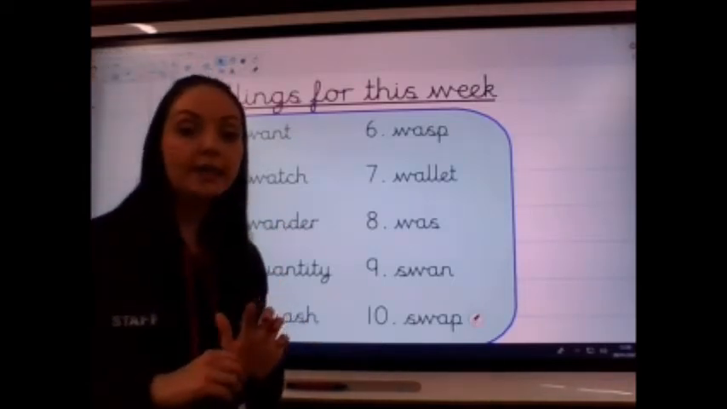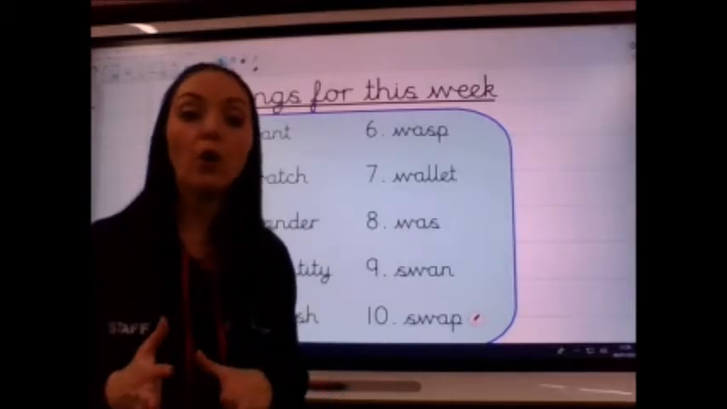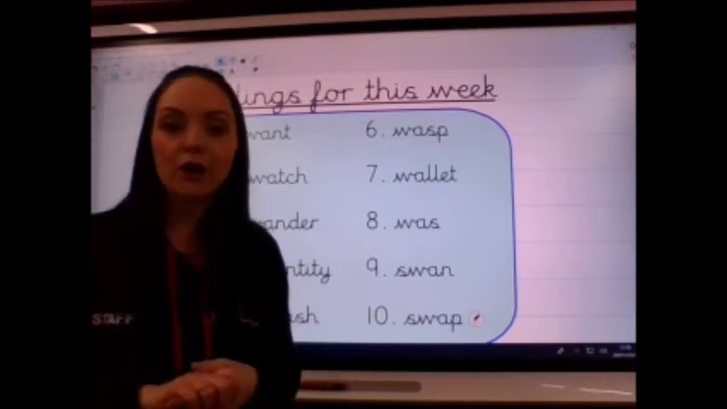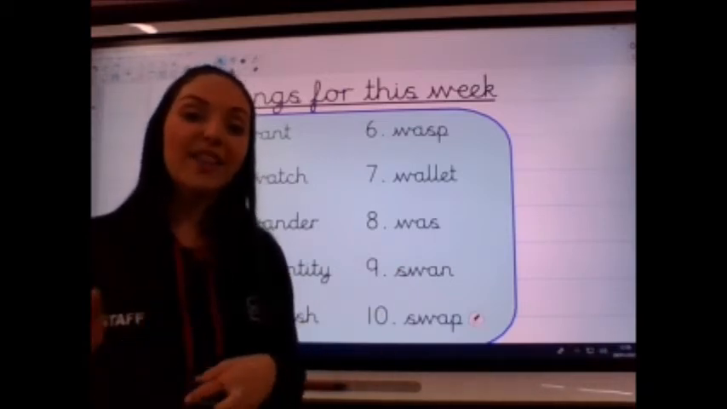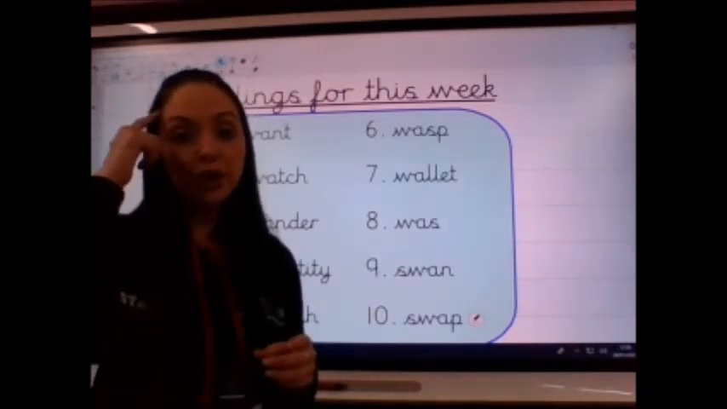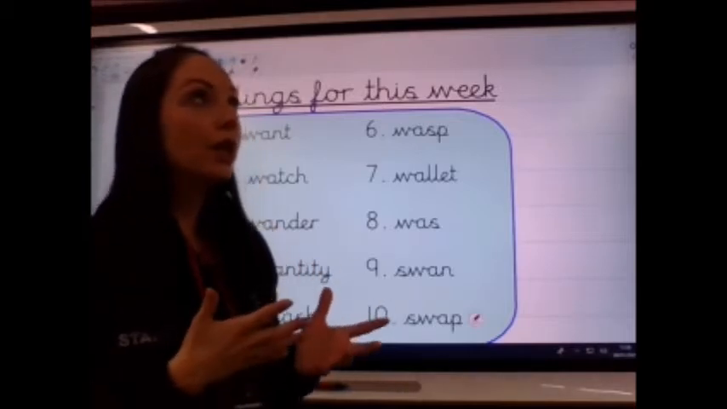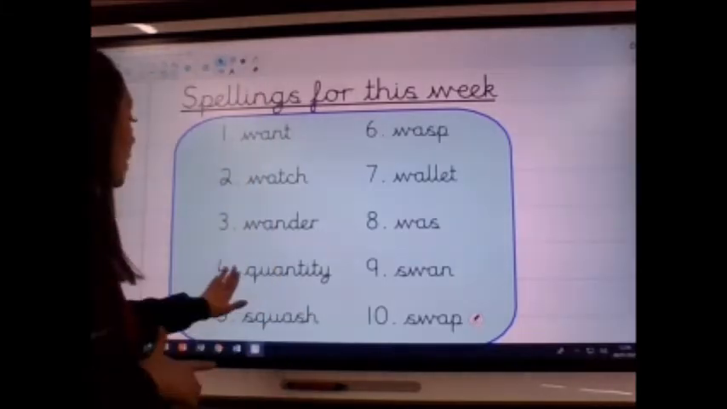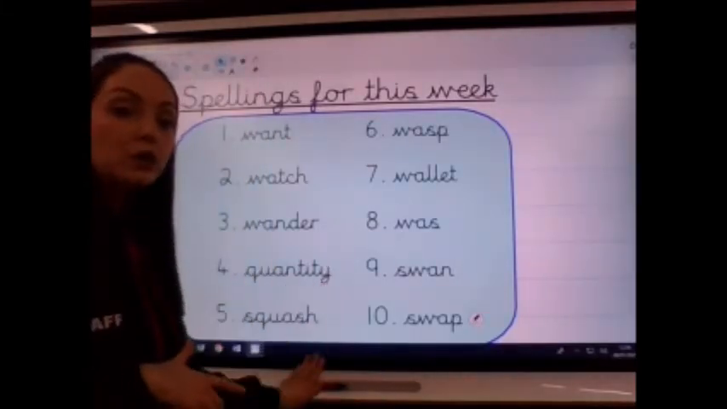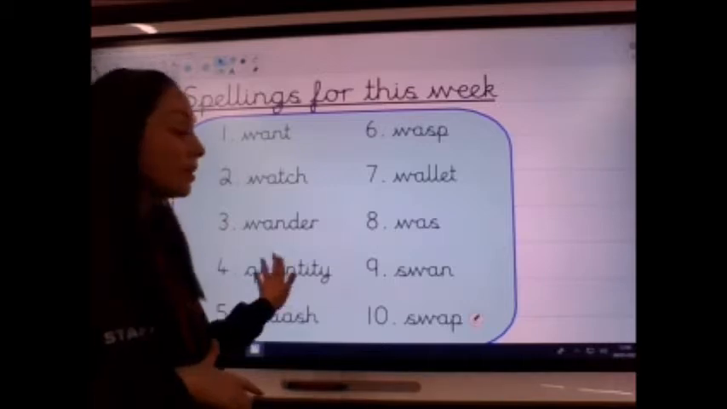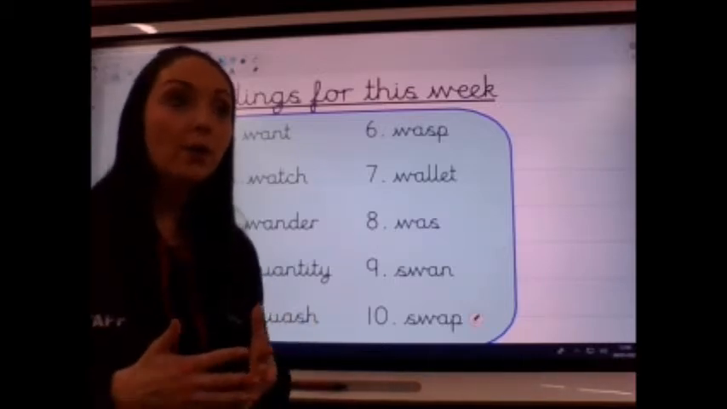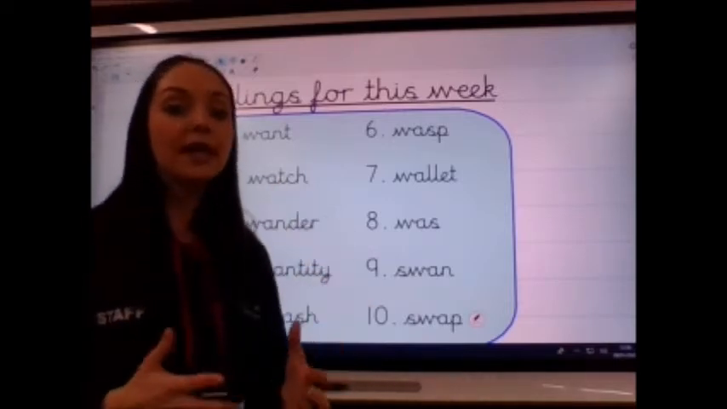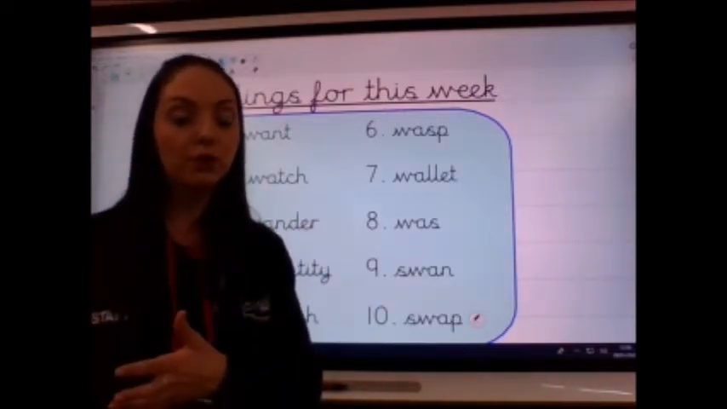So we've got want, watch, wander. Now wander is like when you go for a walk, you go for a little wander. So you might go for a wander down the corridor. Don't get that one confused with wonder. Wonder is thinking, so like, oh, I wonder what's going to be for lunch today. So don't get those two confused. We've got quantity, which you might not be familiar with. So quantity is an amount. So how many of something. So if you have a great quantity of books, then you've got lots of books. Yeah?